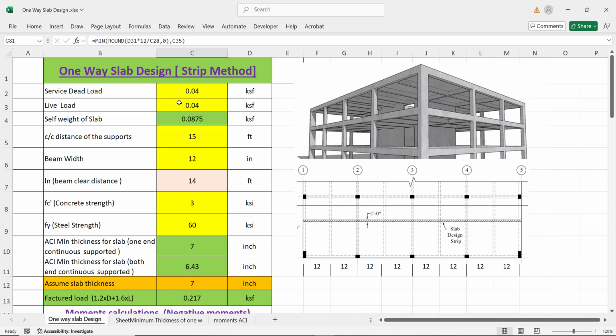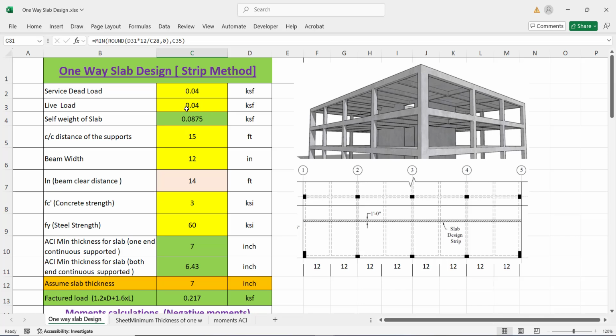Starting from the material properties, the service dead load we assumed is 40 pounds per square foot. Then the live load we assumed is 40 pounds per square foot. This dead load is usually calculated by taking the weight of the tiles, PCC or other materials on the floor. And here we take this as 40 pounds per square foot.